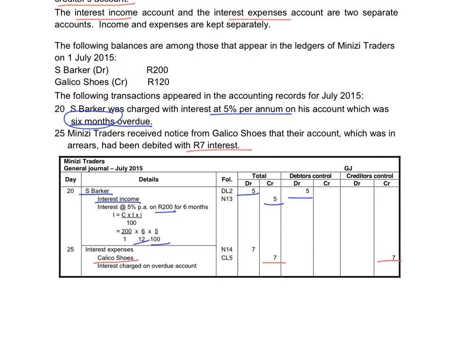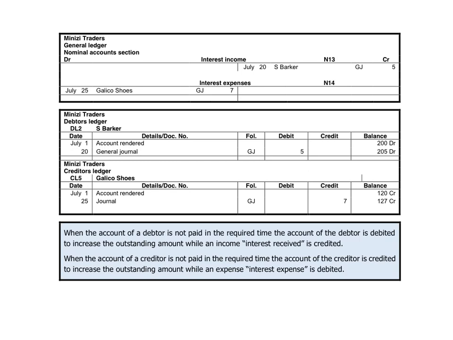Now we have to pay interest, so interest expense will be debited with 7 Rand. In the general ledger, the interest expense account will be debited because expenses increase on the debit side, and we will show that Gallagher Shoes was credited. The interest income account will be credited because income always increases on the credit side.